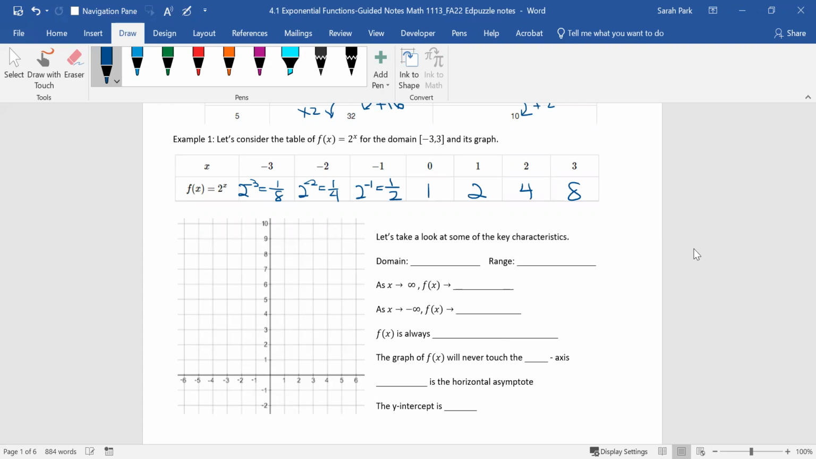So we use those points to plot the points on this coordinate plane. -3, we got 1/8. And then -2 is 1/4, -1, 1/2, 0, 1, 1, 2, 2, 4, and then 3, 8. We have this exponential function. You see it's growing and increasing as we go from left to right.